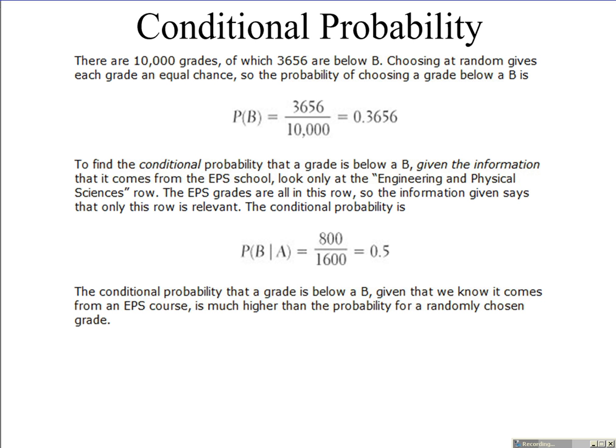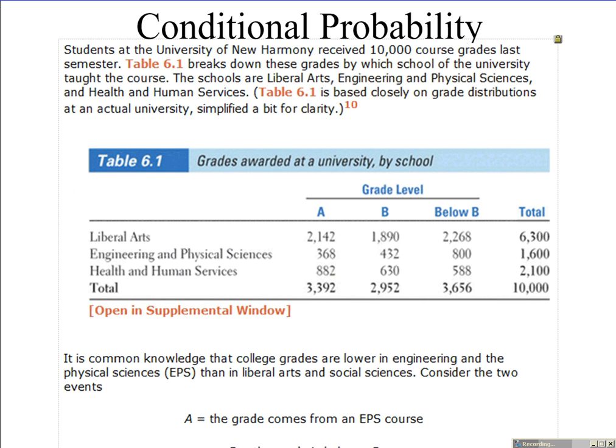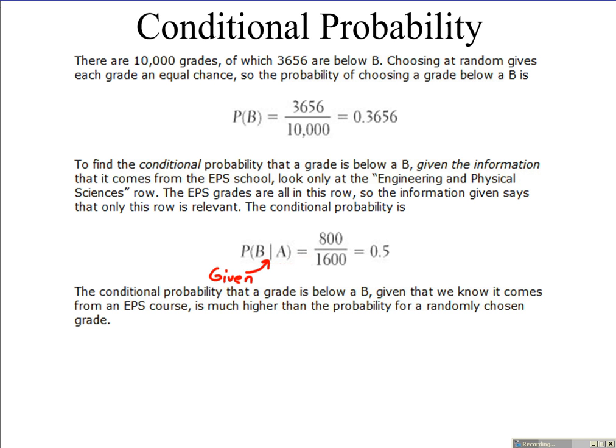The conditional probability is going to be probability of B, and this symbol right here is given. So the probability, in this case, event B, was that the grade is below a B, given that it is from the EPS school, is 800 out of 1,600. And we can see where we get that information from the chart. Looking at only the row right here of engineering and physical sciences, 800 of the 1,600 grades were below a B. So that's how we get that conditional probability.